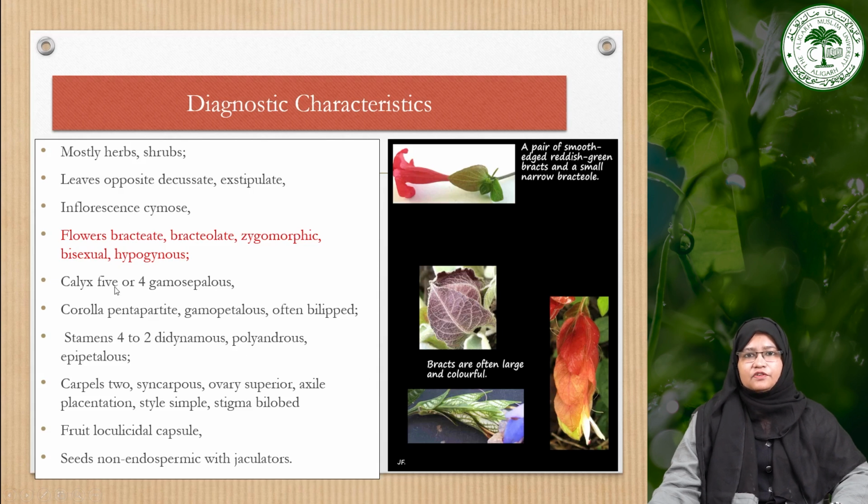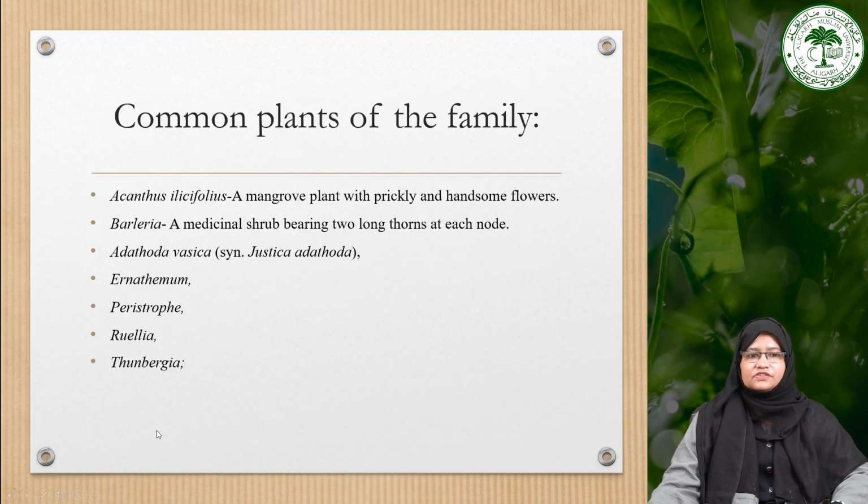The calyx is 5 to 4, gamosepalous, corolla is also 5, pentapartite, gamopetalous or sometimes bilabiate. Stamen numbers may be 4 to 2, generally didynamous. When there are 4 stamens, they are polyandrous, epipetalous, and the gynoecium is made up of 2 carpels, syncarpous, superior ovary with axile placentation, and the style is simple and stigma is bilobed. The fruit is a loculicidal capsule and the seeds are non-endospermic with jaculators that help in the dispersal of the seeds.